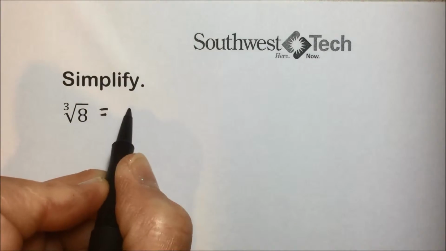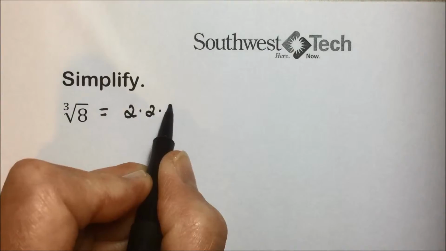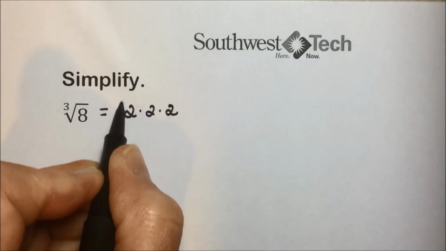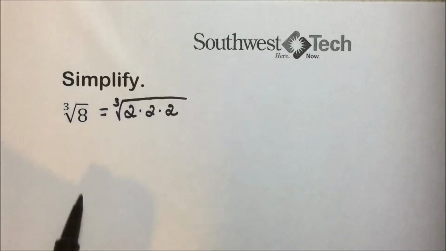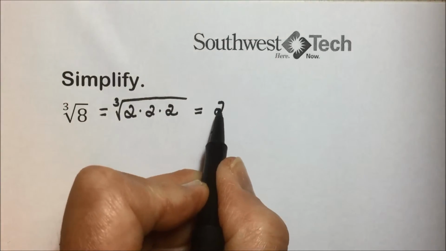And it turns out that since 2 times 2 times 2 is 8, the cube root of 8 is equal to 2.